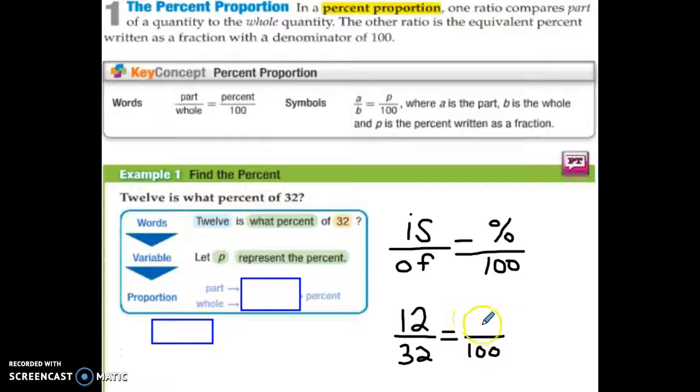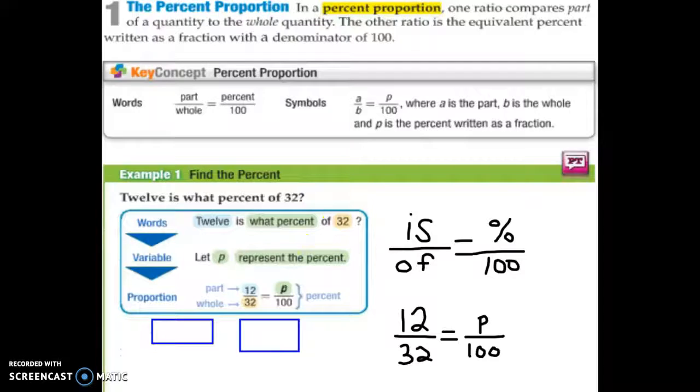And now, what goes up here? The percent. Well, I don't know the percent, so that's your variable. Let's just put P. You can put X, A, Z, it doesn't matter. We'll put P there. And now it's a proportion. I'm going to cross multiply and divide. 12 times 100 is going to equal 32P, and I'm going to divide by 32. So here's what it looks like right there. We did the same thing. Again, I like it this way, the is or of, but it's really just the part over the whole. 12 is what part of 32? You have the whole thing, 32.